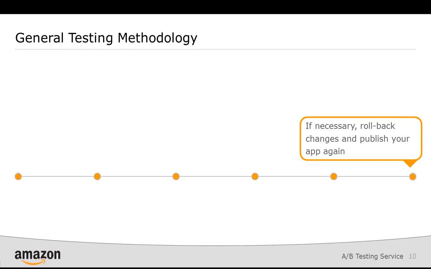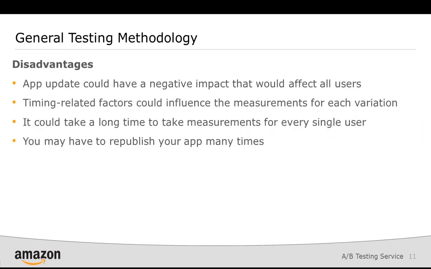Well, if it happens to be the first version, you're going to have to roll back the change you just made and republish your app yet again. So you've now published your app 3 times just to determine whether it makes more sense to put the Buy button at the top of the screen or the bottom of the screen.